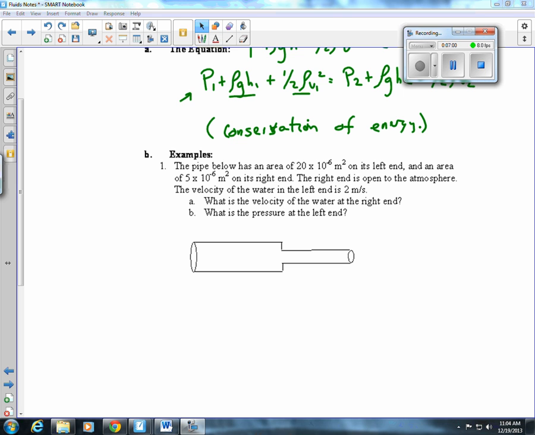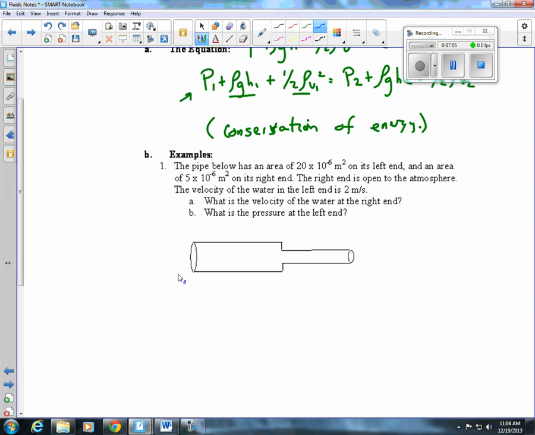So for this example, we have that at one end it has an area of 20 times 10 to the minus 6. And then the area at the other end is 5 times 10 to the minus 6. And then the velocity over here is going to be 2. And in part A, it's asking what is the velocity over here. So this is going back to it's going to be faster where it's narrower. The equation for that is A1 V1 is A2 V2.